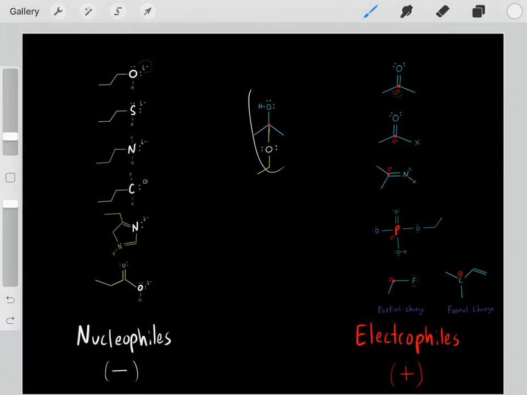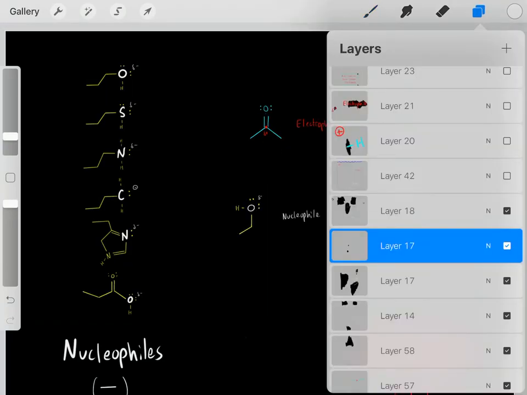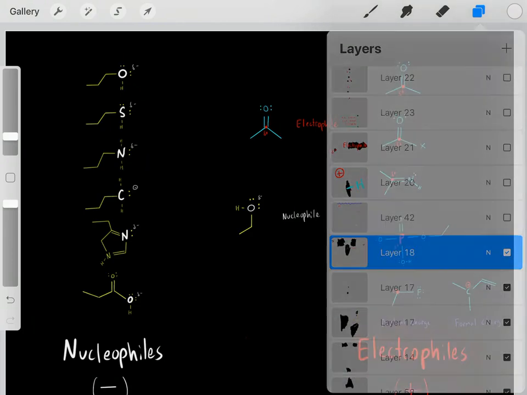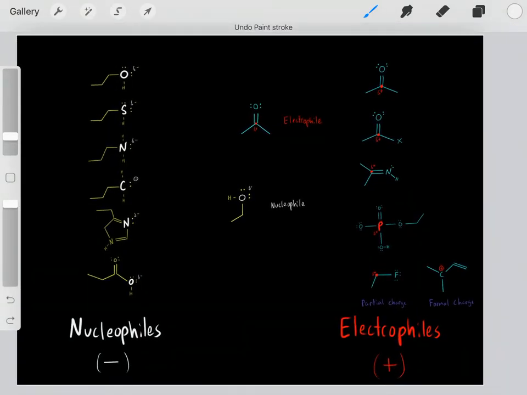So now we've reacted the molecules together. And again, the idea was this molecule had some negative charge, this molecule had some positive charge, so they attracted and reacted to form this molecule. So again, the molecule with the negative charge is the nucleophile, while the molecule with the positive charge is the electrophile. So we have this nucleophile react with this electrophile.